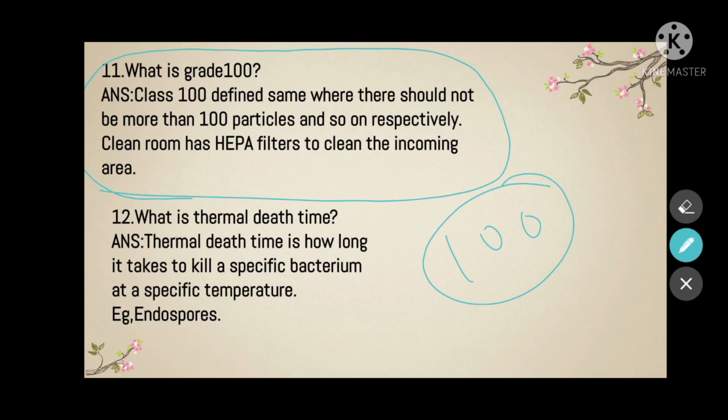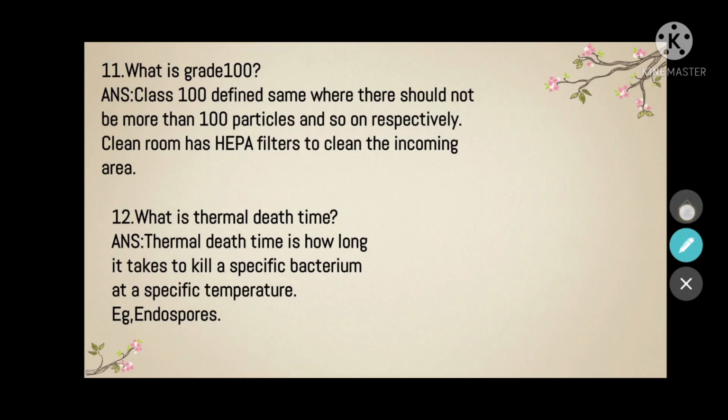A clean room has HEPA filters to clean the incoming air. For example, laminar airflow. These laminar airflow units contain HEPA filters, which are high efficiency filters. So what they are doing is just cleaning the air.